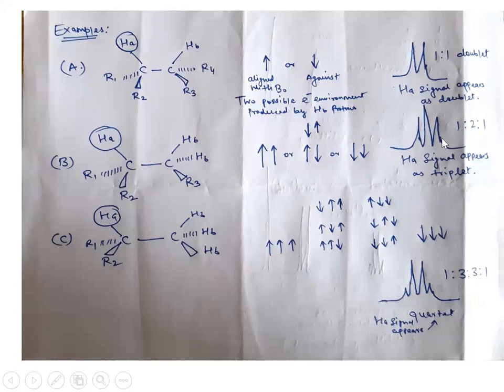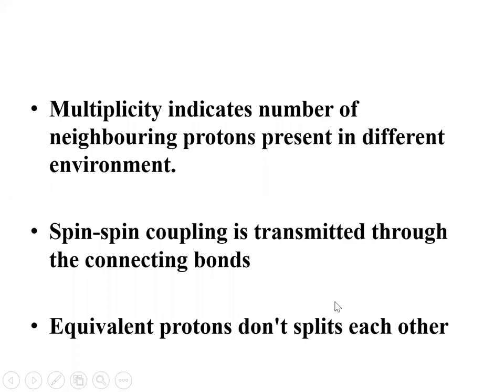Now next, multiplicity indicates the number of neighboring protons present in different environments. Is it clear? Spin-spin coupling is transmitted through the connecting bonds, not through space. We have already discussed and emphasized this point earlier very forcefully, that spin-spin coupling is transmitted only through connecting bonds. Okay? Equivalent protons don't split each other.